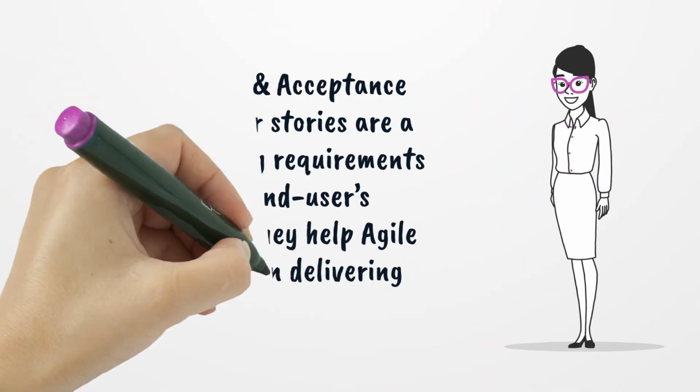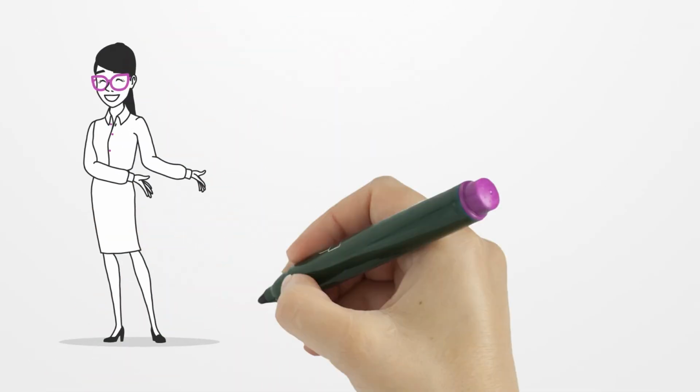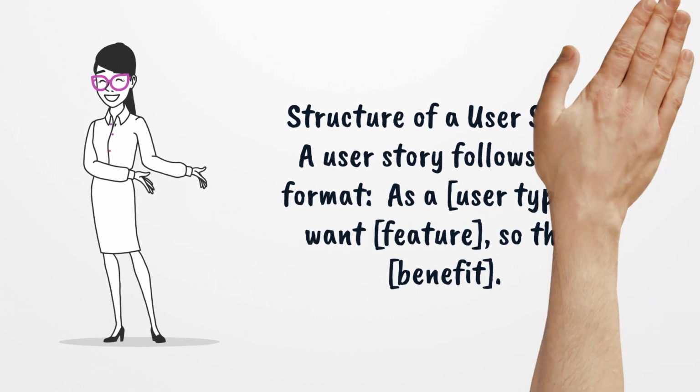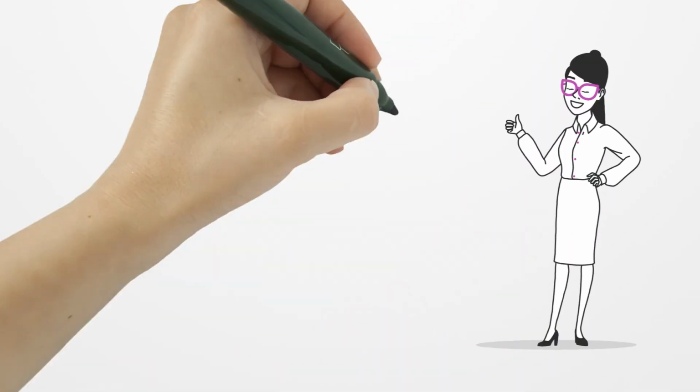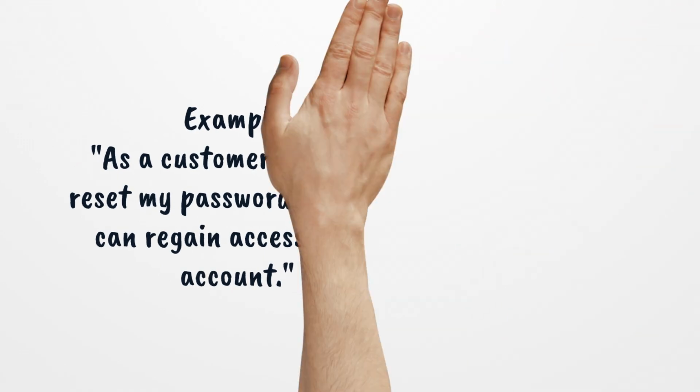User stories and acceptance criteria. User stories are a way of defining requirements from the end user's perspective. They help Agile teams focus on delivering value. Structure of a user story. A user story follows this format. As a user type, I want to feature, so that, benefit. Example. As a customer, I want to reset my password so that I can regain access to my account.